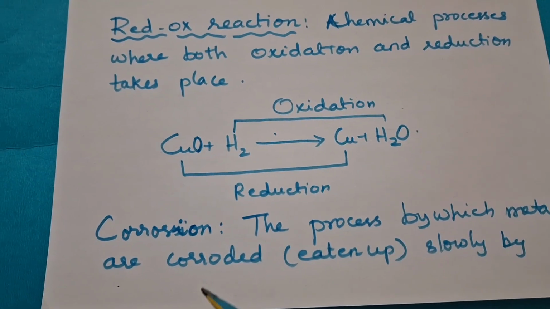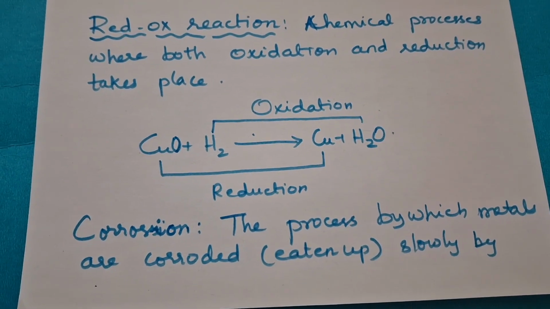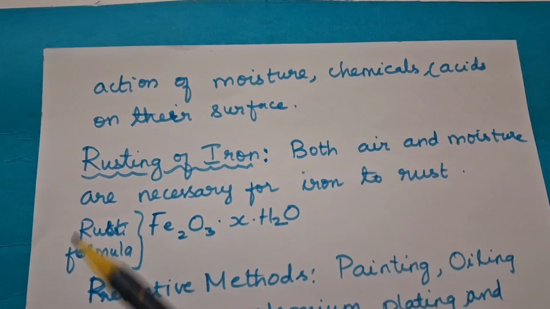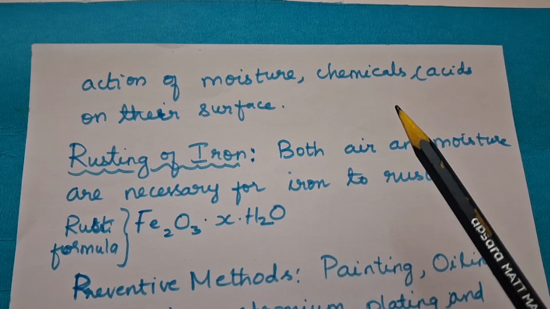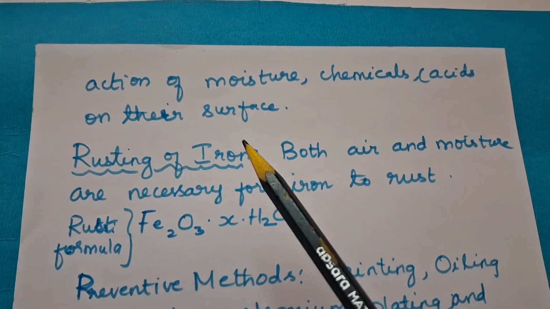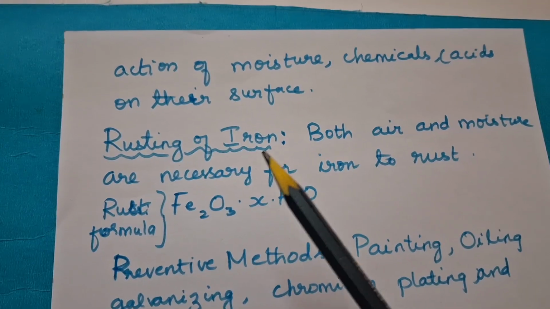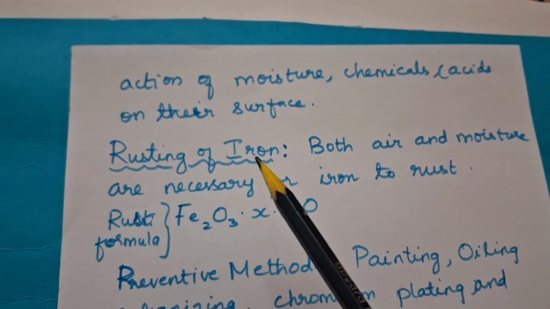Next is corrosion, the process by which metals are corroded or eaten up slowly by the action of moisture, chemicals, especially acids on their surface. This is known as corrosion. You would have seen the rusting of iron. So rusting of iron is also a corrosion process.